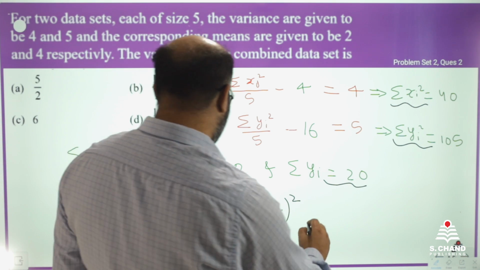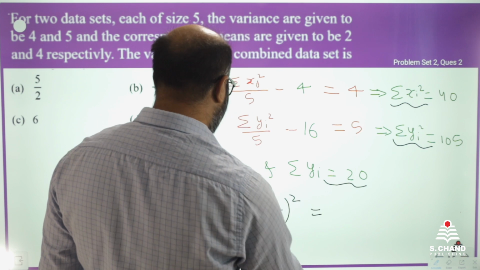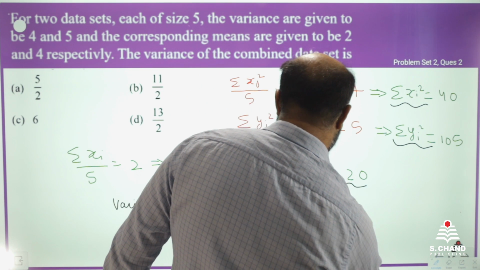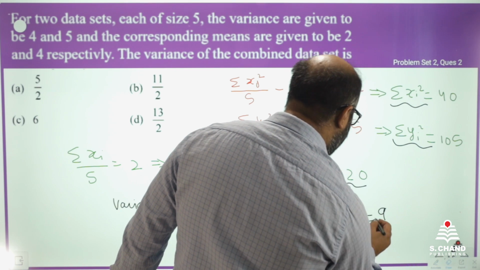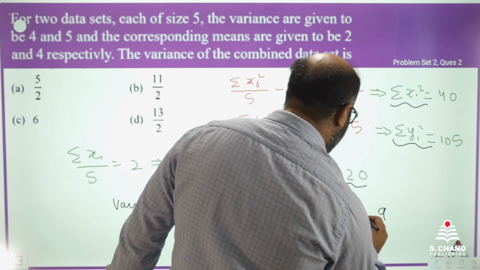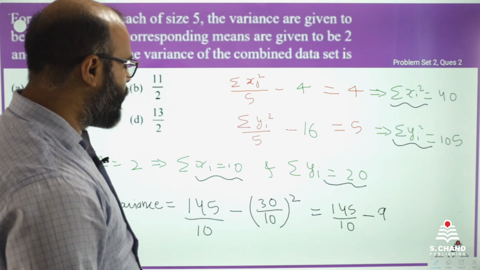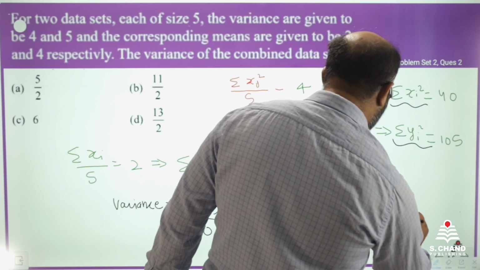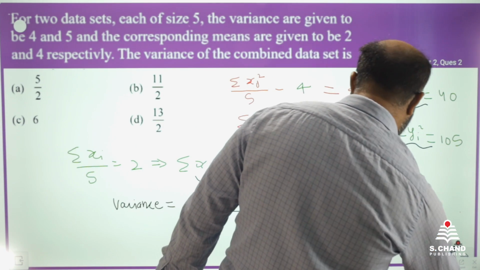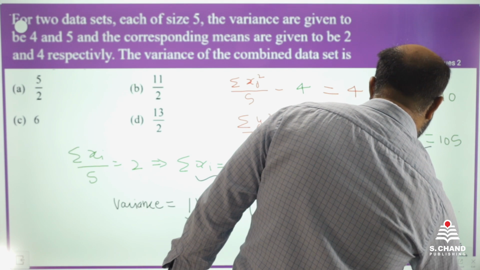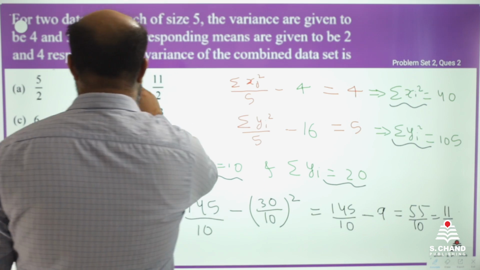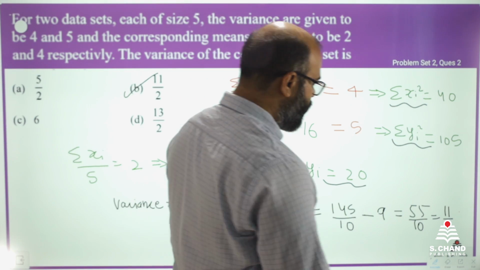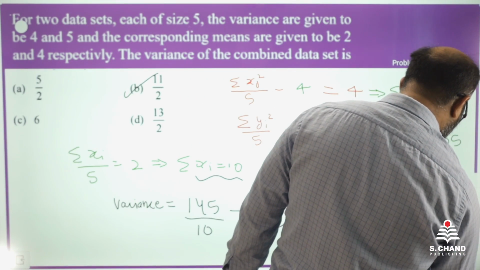So this would become 145 by 10 minus 9. This is a minus sign here, so this will be minus 9. So this will be 145 minus 90, which is 55 by 10. So this will be 11 by 2. So you will say that option B is the correct option. This is how you will use the results.